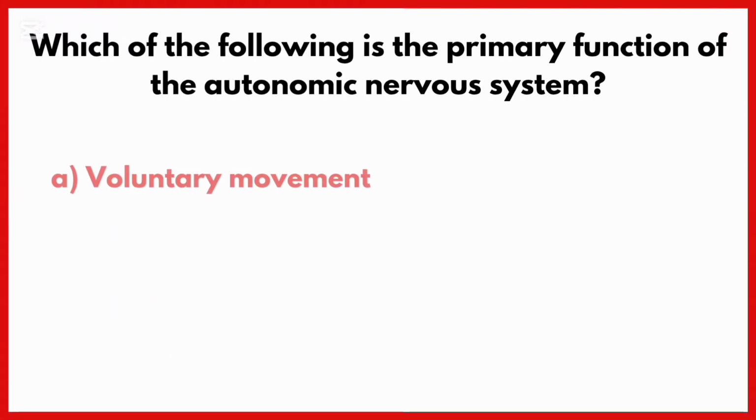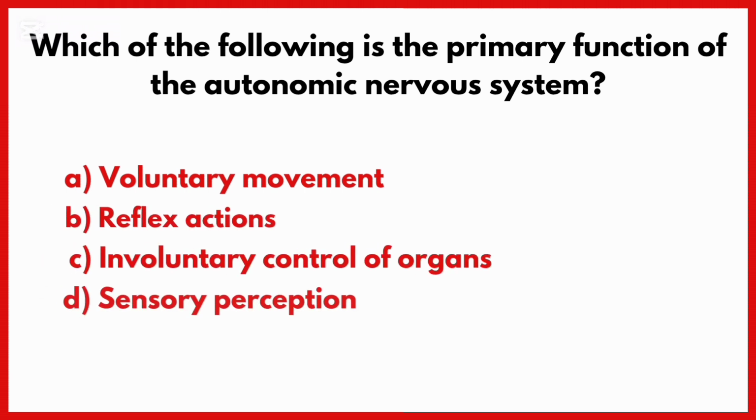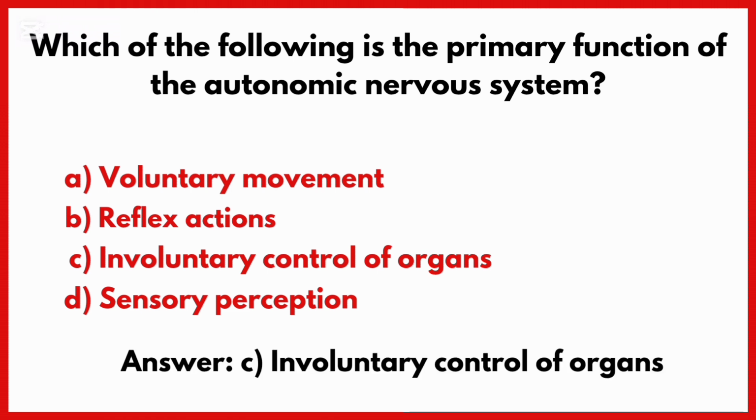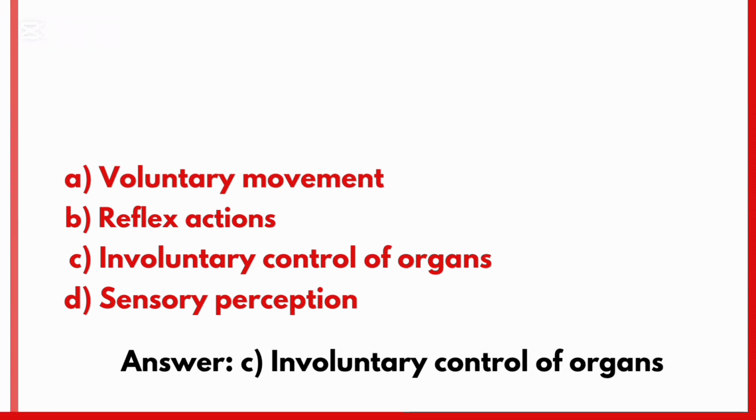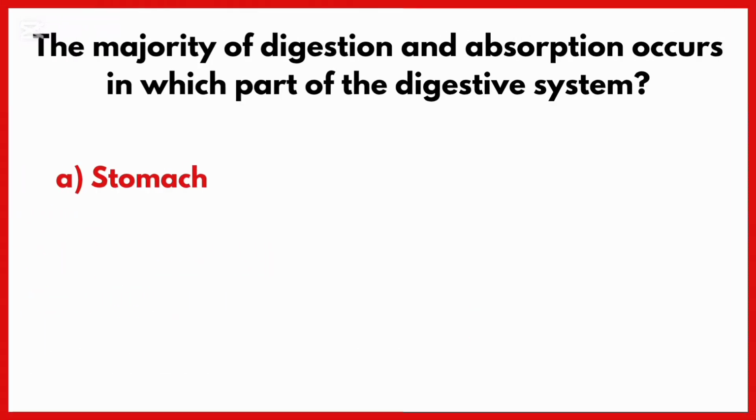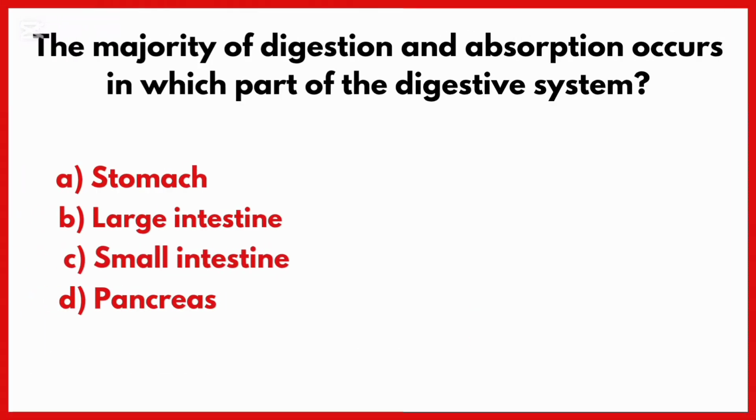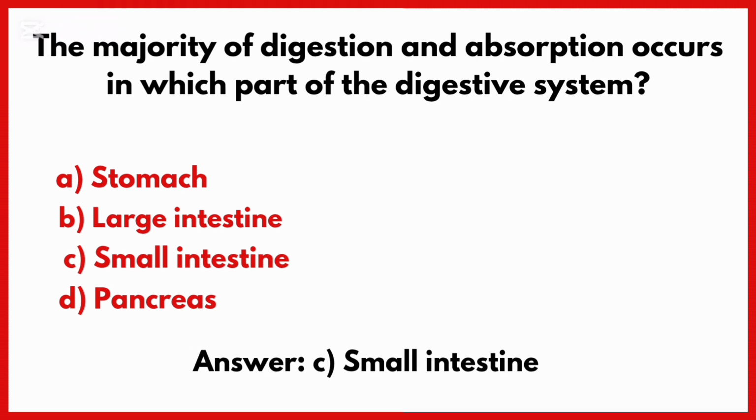Which of the following is the primary function of the autonomic nervous system? Correct answer is option C, involuntary control of organs. The majority of digestion and absorption occurs in which part of the digestive system? Correct answer is option C, small intestine.